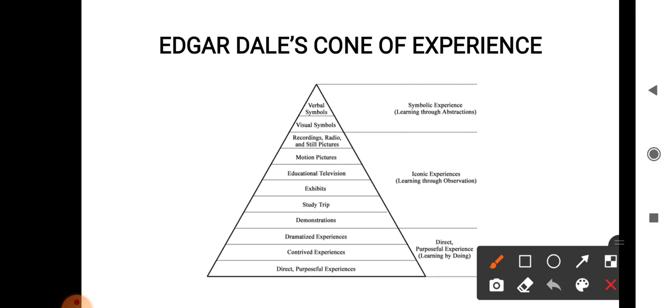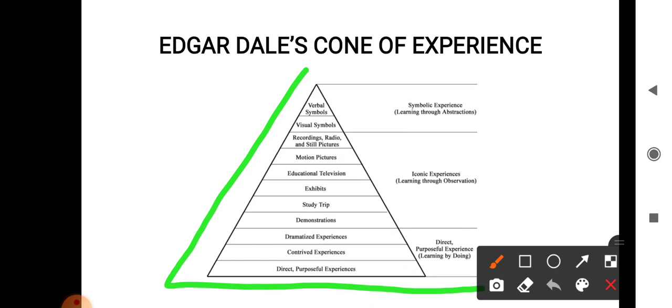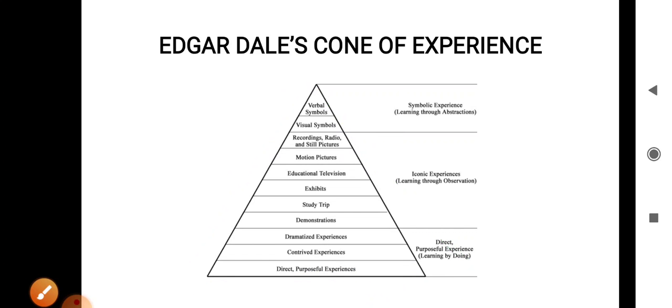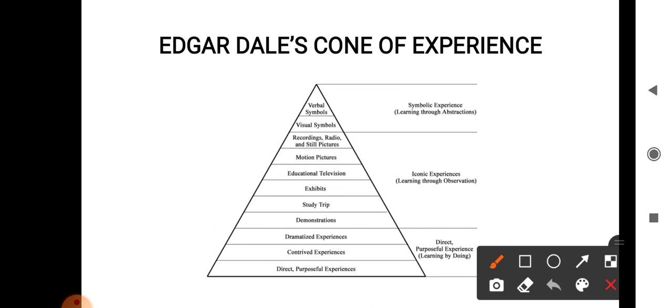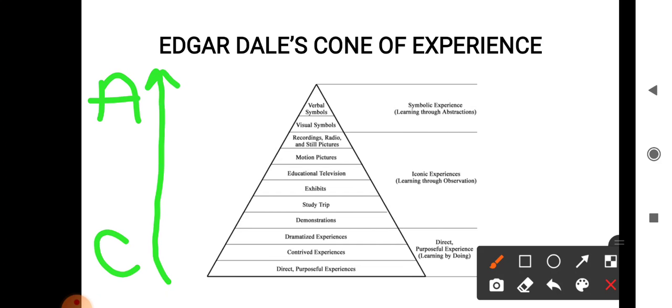Okay, let me draw. It is a triangle. Okay? So, this triangle is what? Moving upward. So, it starts from concrete to abstract. Therefore, habang tumataas yung pyramid, kasing cone, habang tumataas yung cone, yung triangle, yung pyramid, is what? It also, what? More abstract na siya.